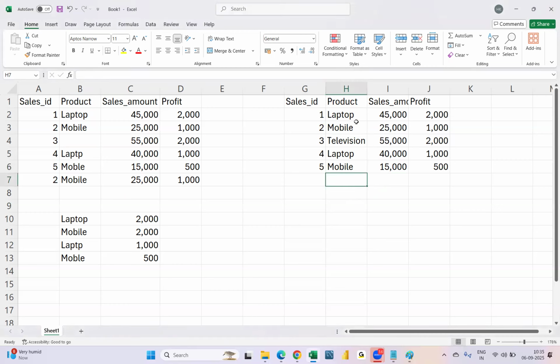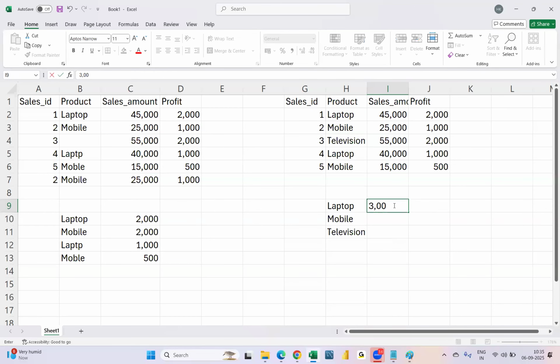Again the same analysis. Let me say what profit I'm getting from different products. So these are the different types of products I'm selling: laptop, mobile and television. So laptop profit is here 2000, here is 1000, total is 3000 rupees of profit. And for the mobile, here I got 1000 and here I got 500, so I'll say 1500 rupees of profit. And there is a television which gave me 2000 rupees of profit. So this is the analysis.